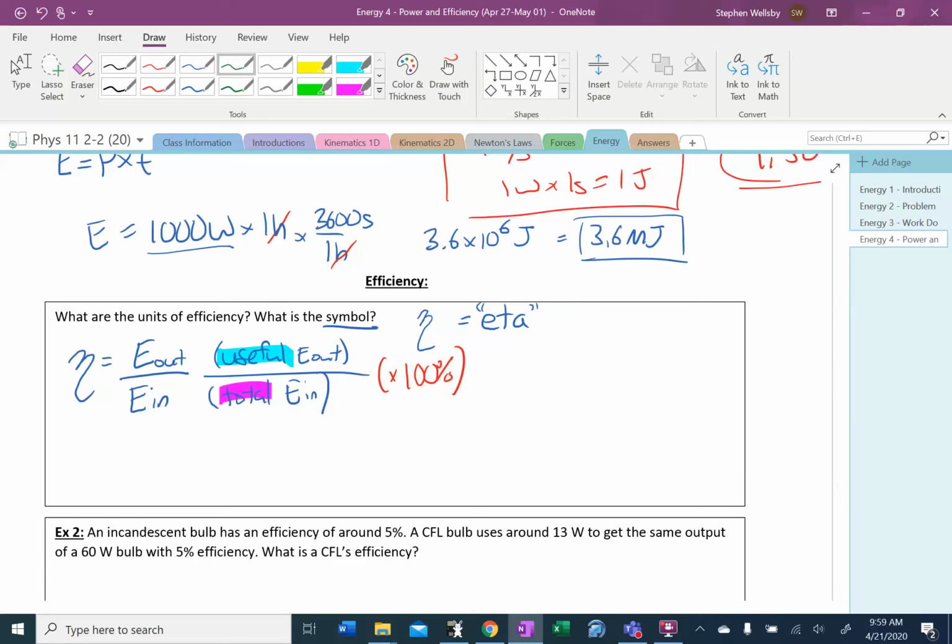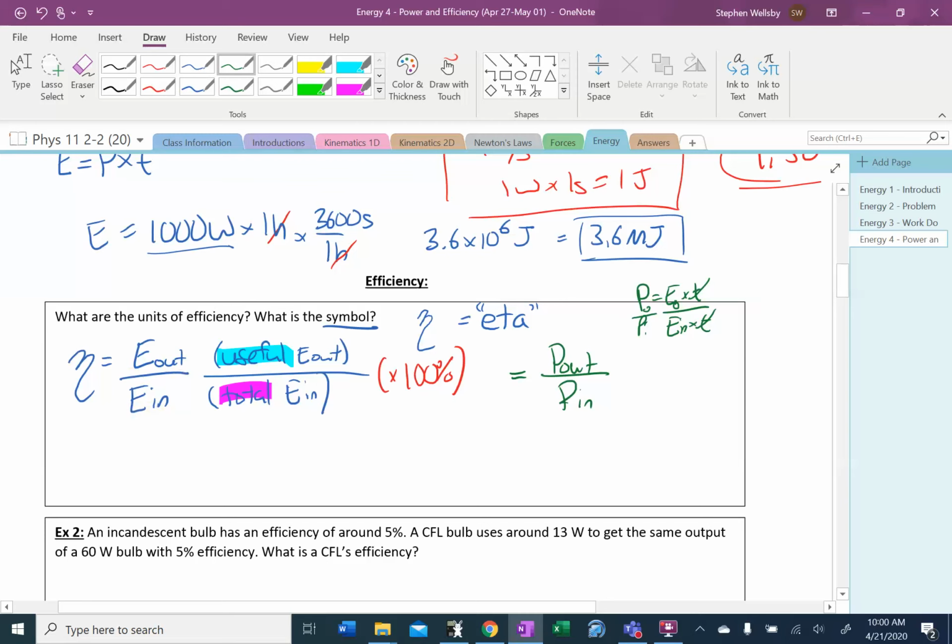Now, as I said before, there is one other formula that we can use, and it's the same thing, but instead of using energy, we're now using power. So it could be useful power out divided by total power in. And this should make sense, because remember that power equals energy times time. So in this case, power out over power in is going to be energy out times time divided by energy in times time, which is still correct, as it's the same as the first formula. If we were to cancel out the t's, we're going to end up getting energy out over energy in, which is exactly what we had on the left side over here.